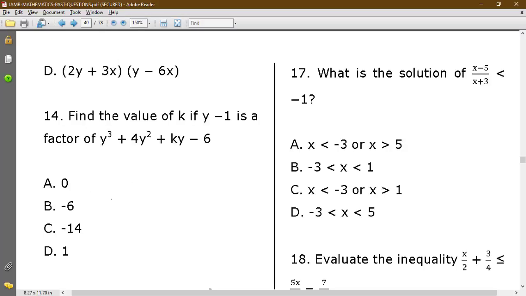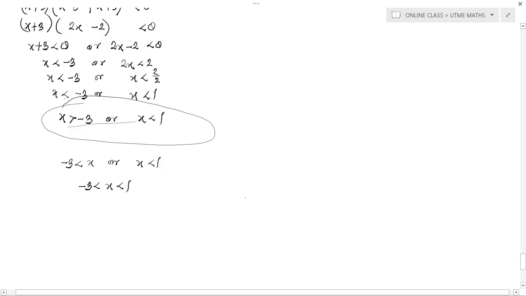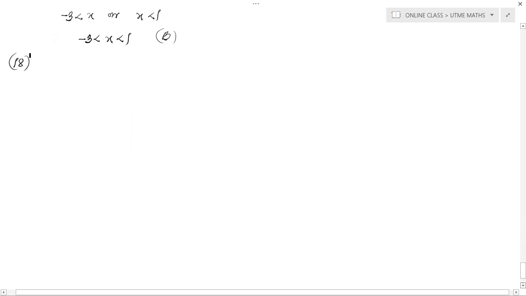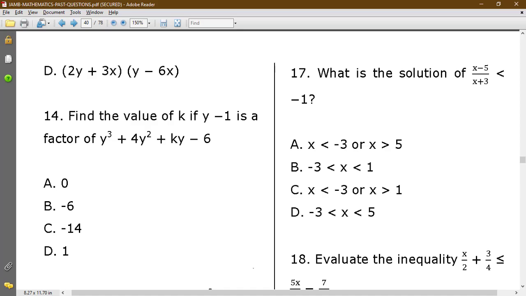So it is B in this case. You can see that. So the final answer here is B. Let's look at number 18, so that we can be happy for number 18. Number 18 to be solved now. See what we have here.